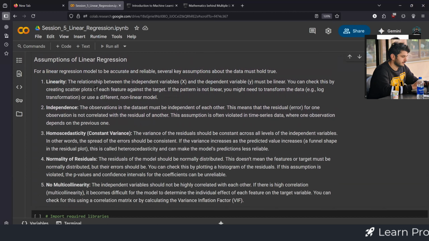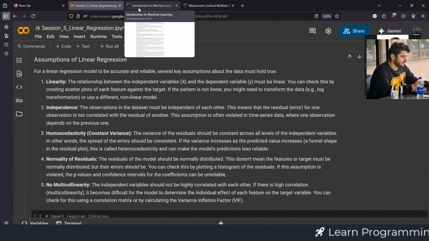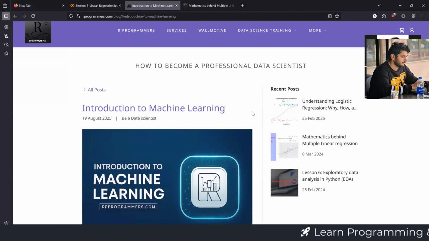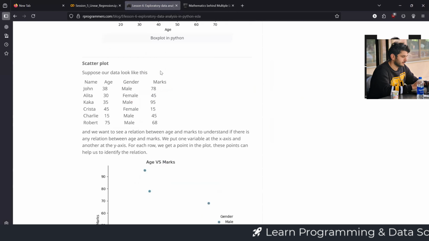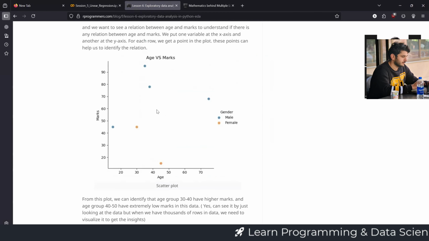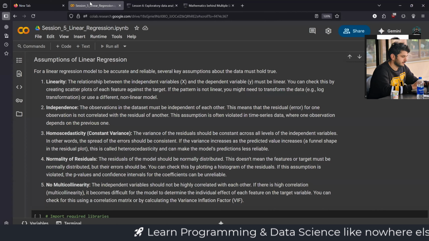Now, linearity means our independent variable and dependent variable must have a linear relationship. Okay. And if you are unsure how you can see whether they have a linear relationship or not, you can simply create a scatter plot, and with the creation of a scatter plot, you will see whether the relationship is linear or not. Now, if we take a look at this particular plot, we cannot see any kind of relationship here. There is no linearity between them.